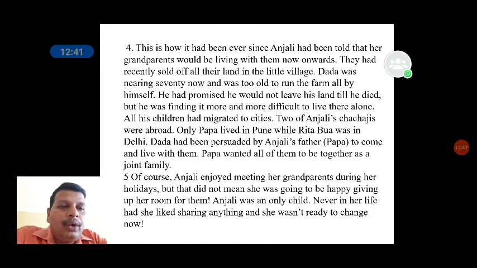Anjali was an only child. She was only one child. Never in her life had she liked sharing anything, and she wasn't ready to change now. She wasn't ready to change herself, because she was the only child to her parents.